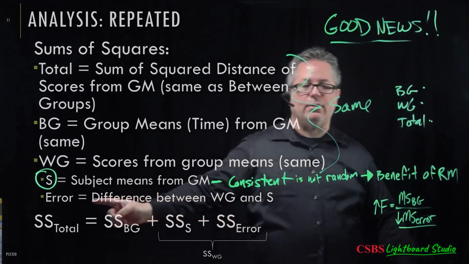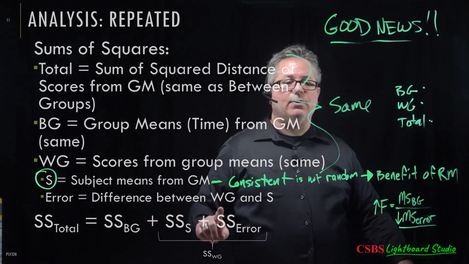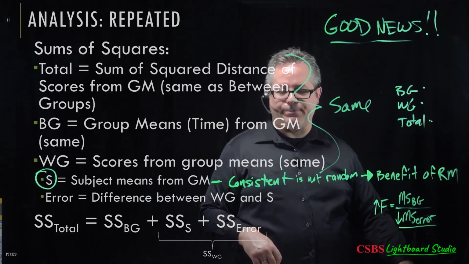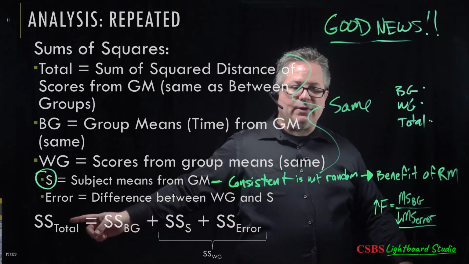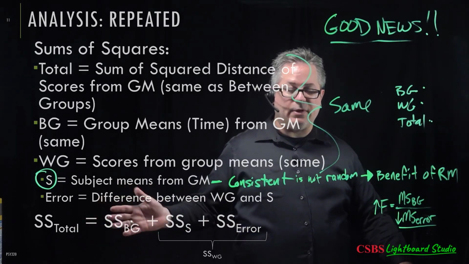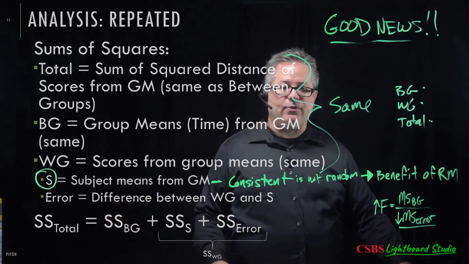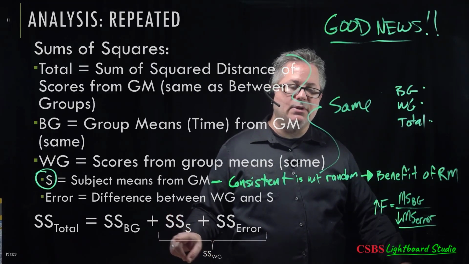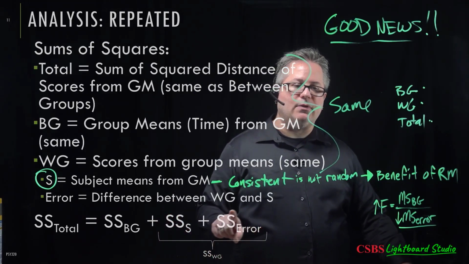So we get a smaller error because we're going to take our within groups, remove that consistency out that we call S, the variability for subject, and get a smaller error term. So another way of breaking this down is that total, just like before, total equals between plus within. Here's my within right here. We're going to take our within and break it up into the sum of squares due to individual differences, consistent differences between the subjects, and then the random part that is left over in the sum of squares for error.